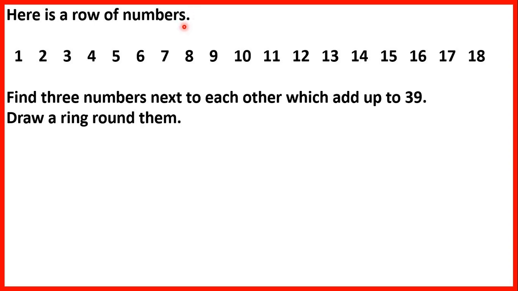Here is a row of numbers. We have the numbers 1 to 18. Find 3 numbers next to each other which add up to 39. Draw a ring around them. Now for this question, we could use trial and error.